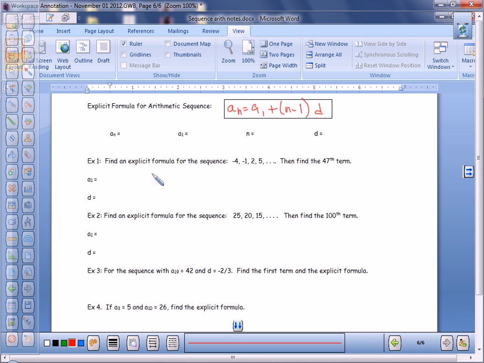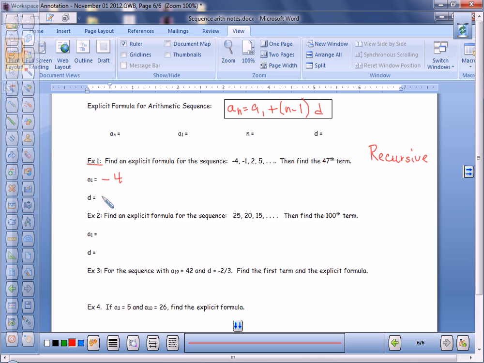Okay, example 1. First we're going to write the explicit formula, and then we're going to come back in just a second and do the recursive. And then we're going to talk about why the explicit can be more helpful. What is the first term in this sequence? Negative 4. Okay, what is 5 minus 2? 3. What is 2 minus negative 1? 3. What is negative 1 minus negative 4? 3. So what's the common difference? 3.